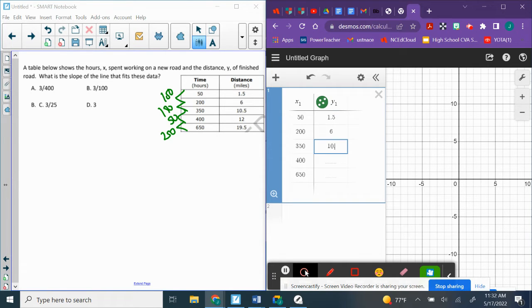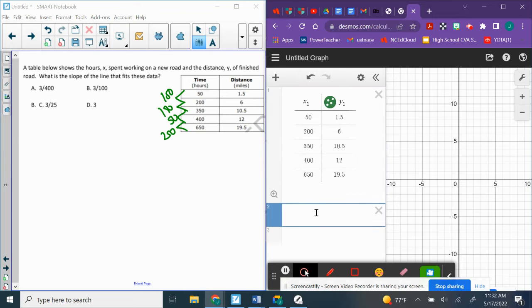1.56. And I don't know about you, as soon as I saw decimals, even if it was something I could count out, I probably would still, because my table's in decimals, but my answer choices are in fractions, so I would probably just come to Desmos anyway. Then you're going to go to your second line. And again, this is your Y, and you're going to go sub one.